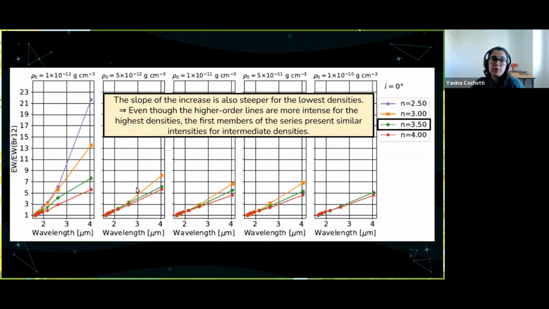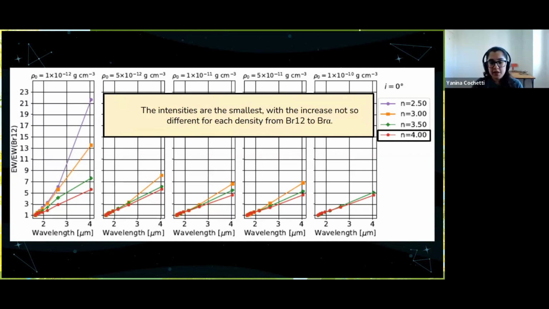For 3.5, the behavior is similar. The slope of the increase is also steeper for the lowest densities. This is the green ones. And even though the higher order lines are more intense for the highest densities, since the slope is different for the first members, we finally obtain intensities that are quite similar. And finally, for the highest n value that we used, that was 4, that is the red lines, the densities are the smallest that we obtain, and the increase is not so different for each density.